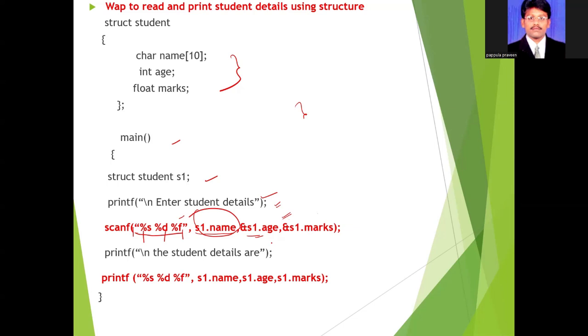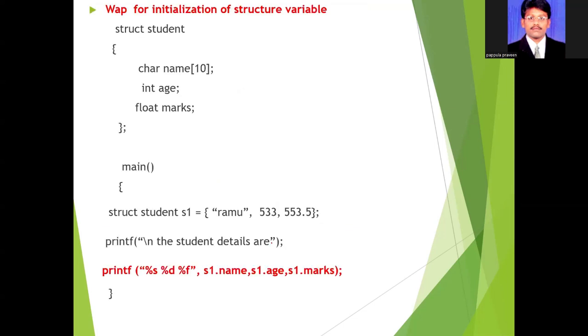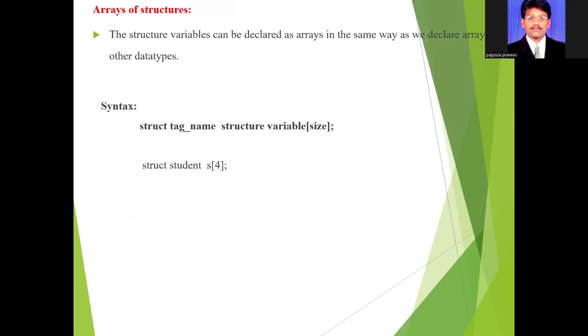Now we will take some array. This is the direct initialization program. S1 is a structure variable, Ramu, 15, 550. 550 is the marks. We print the marks also. Now array of structure. Array of structure we already discussed. Now how many students are in our class? In our class we have 60 students. So can we declare 60 variables? 60 student variables. Now I want to write here.